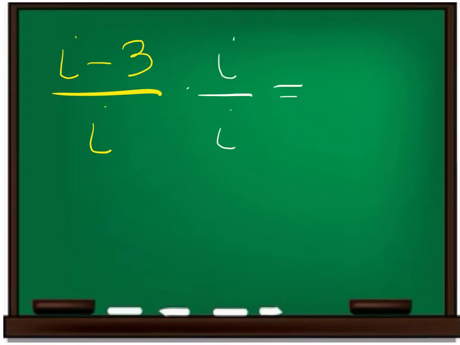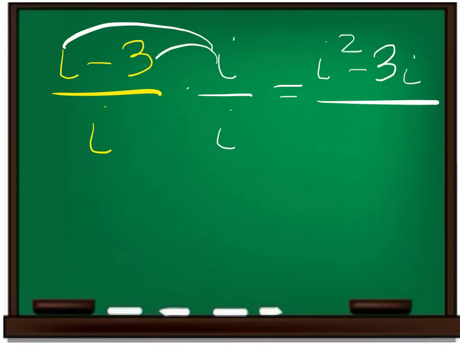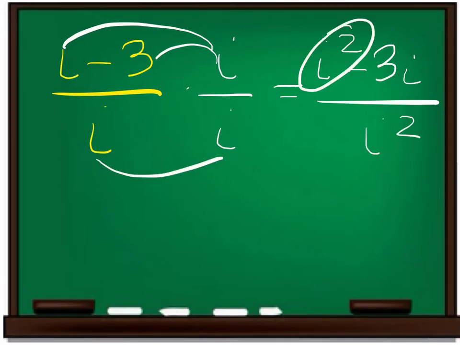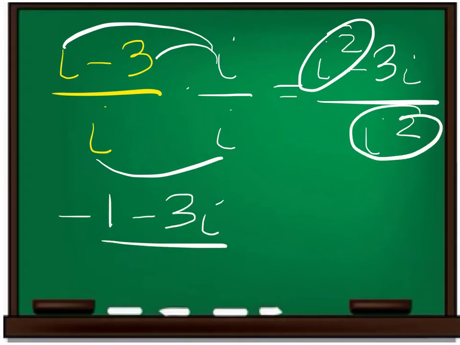The next one you have to know how to do is I minus 3 over I. So you still multiply the top and the bottom by I. So I times I is I squared, and I times a -3 is -3I. That times that is I squared. This is -1. Keep the -3I. That's a -1. So you got to change the sign of everything. 1 plus 3I.